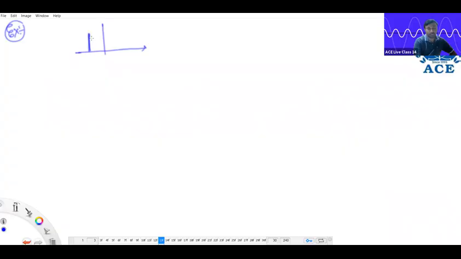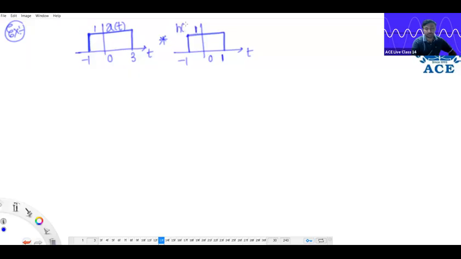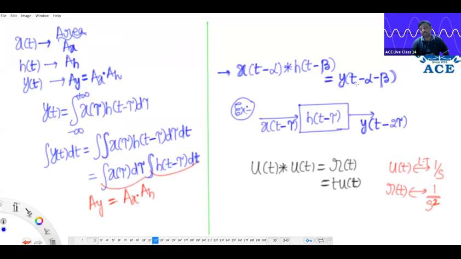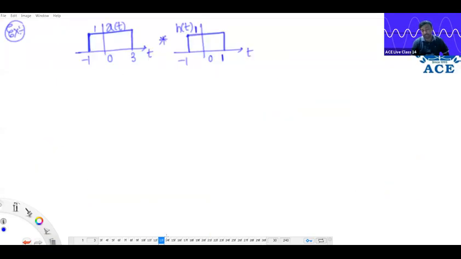Suppose we have taken a rectangle from -1 to 3, which must be convolved with another rectangle from -1 to 1. If you follow the graphical method, that will create a one and a half page solution. But with the hints from the last page, we can complete it in 3 steps.